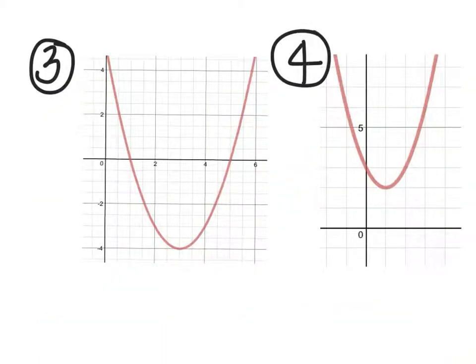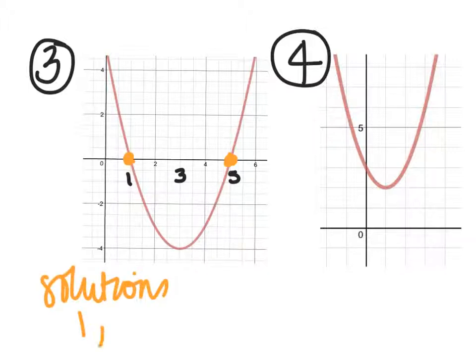So I have some examples to look at. Number 3, I want to know what are the solutions. Well, my solutions are here and here. Noticing that this is 0 and this is 2, that tells me that in the middle this is 1. And then this is going to be 3, 4, here's 5, and there's 6. So my solutions in this case are 1 and 5 because that's where it crosses the x-axis.